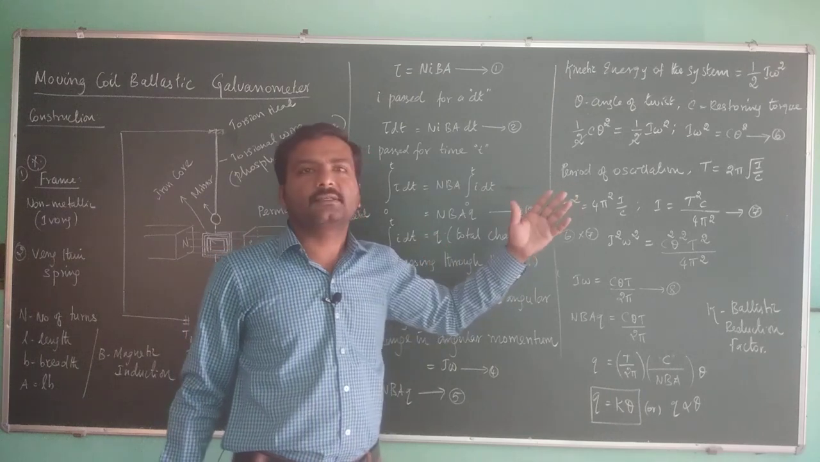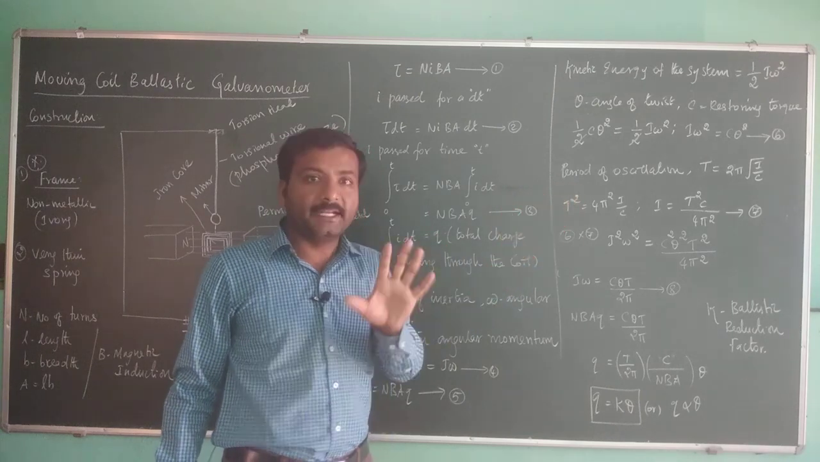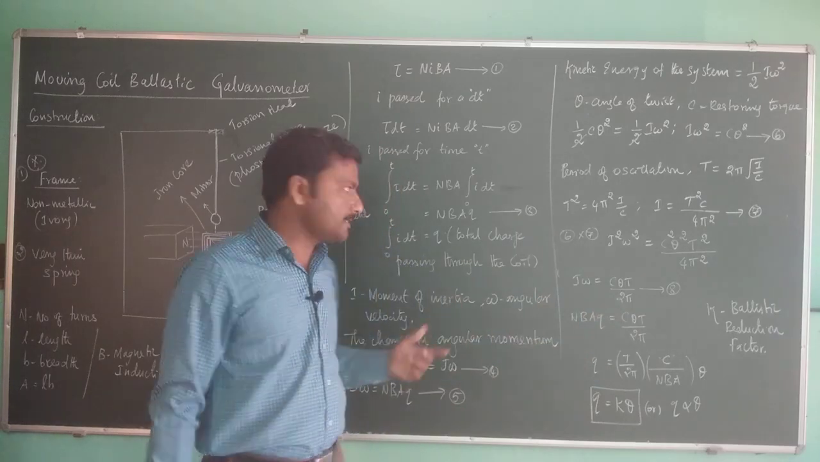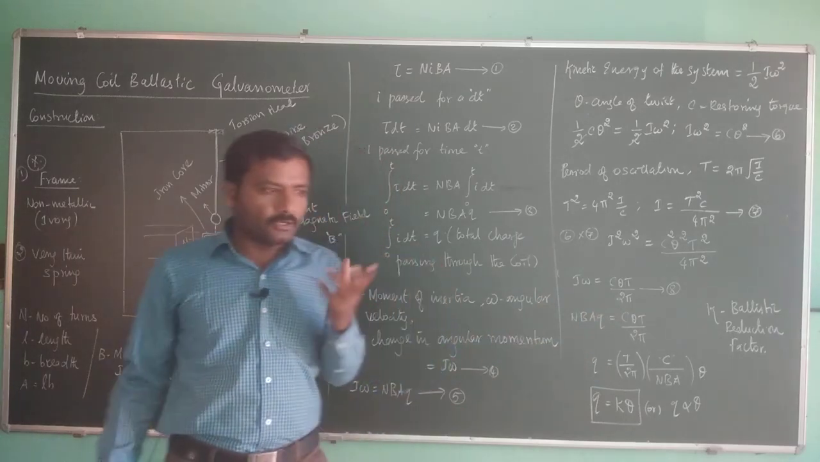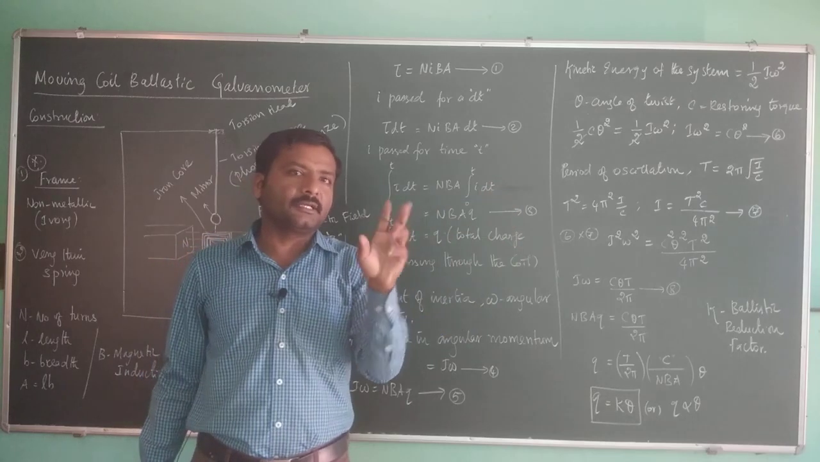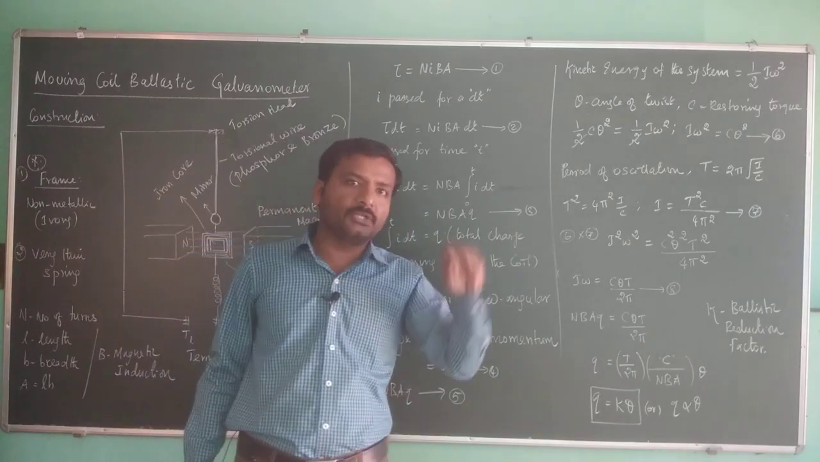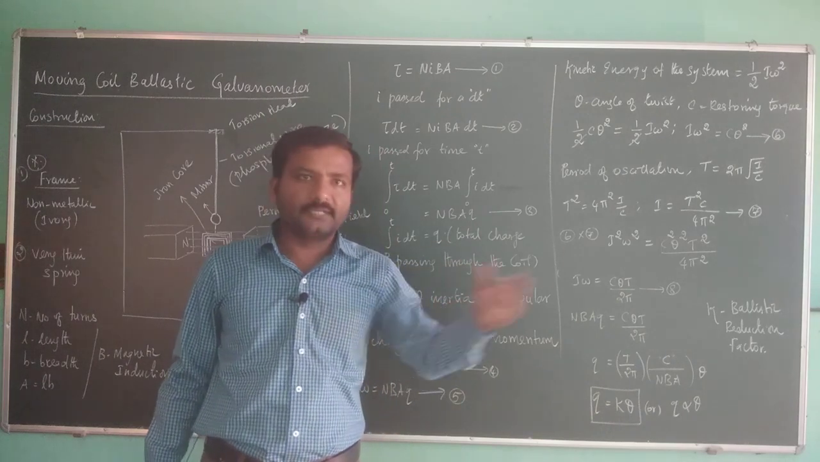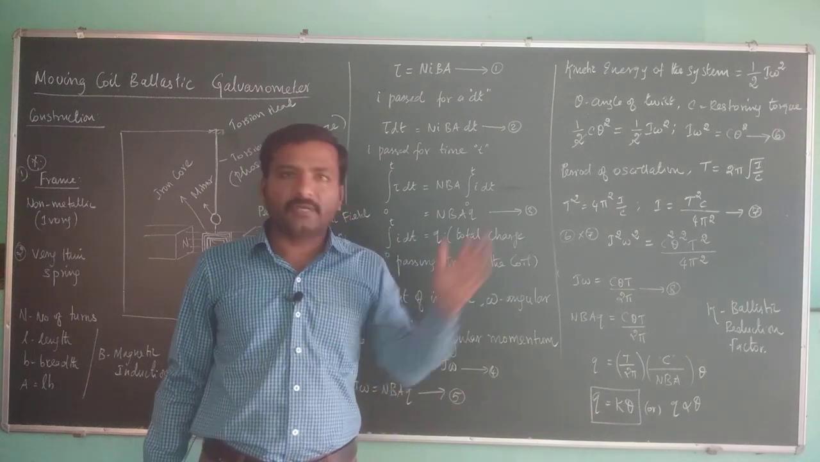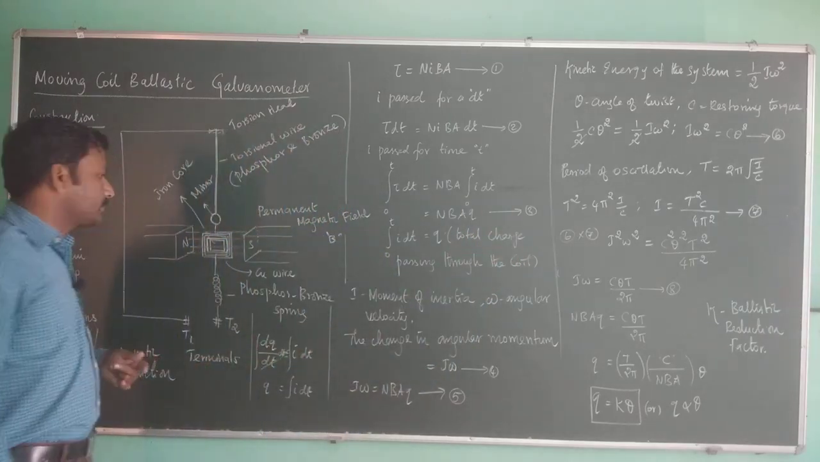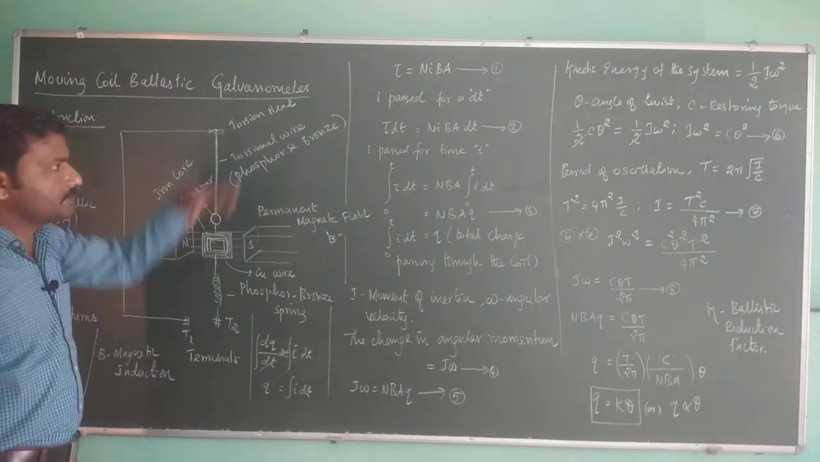decay is negligible. Ideally we assume that this decay is negligible, but due to air resistance and when the coil is twisting in a magnetic field, there is an induced current. So because of the air resistance and because of the induced current, it will slowly start to decay. Otherwise it is assumed that these oscillations are continuous without any decay. So this is the idea.